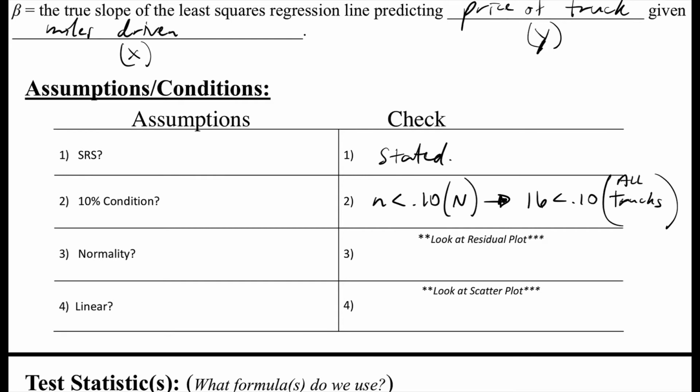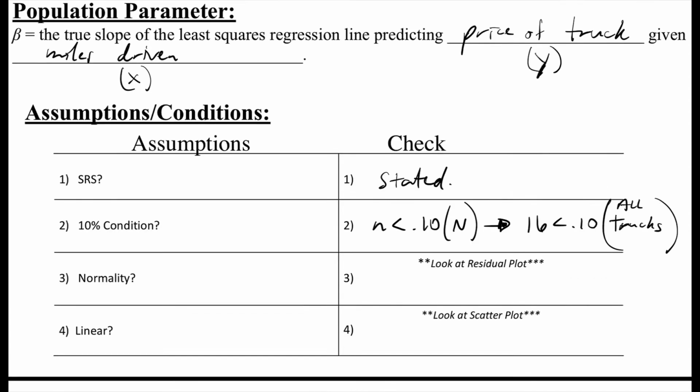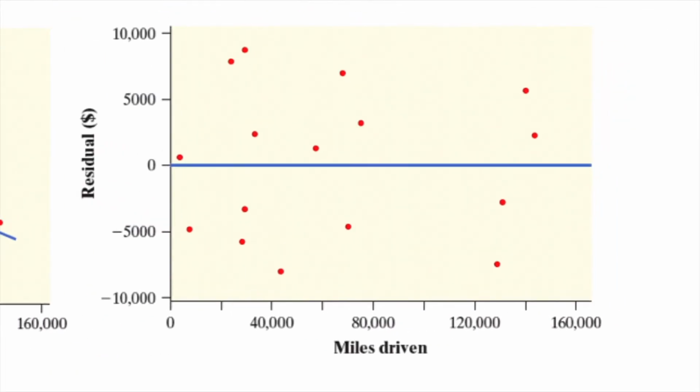Normality. For normality, we look at the residual plot. So look at the residual plot from earlier. The residual plot is right here.